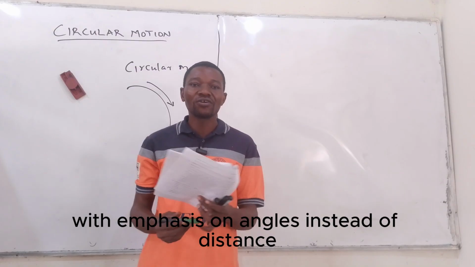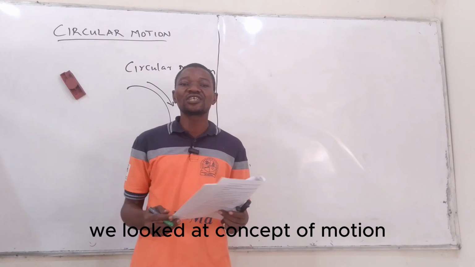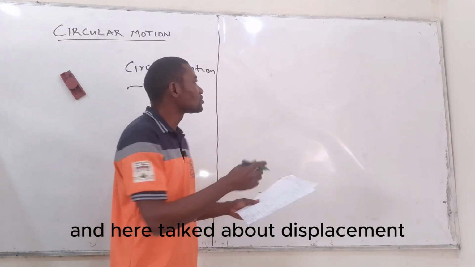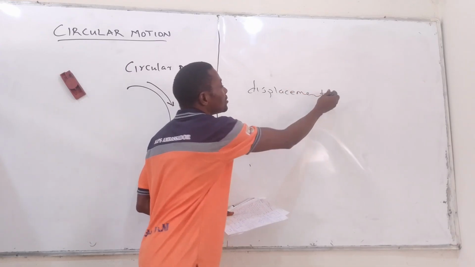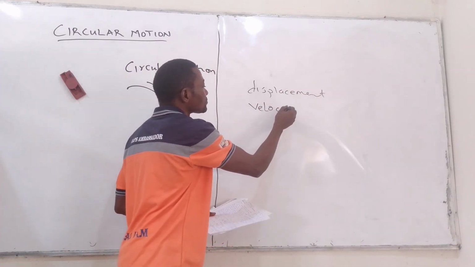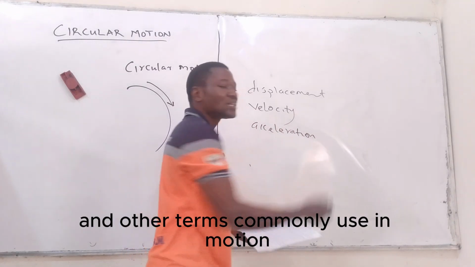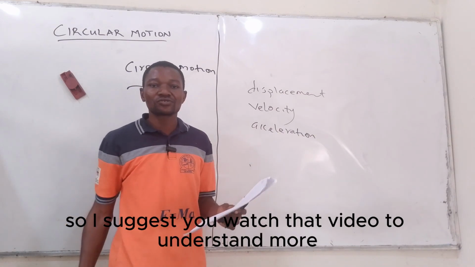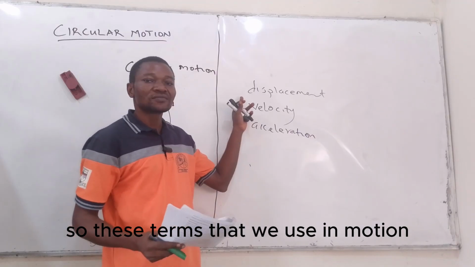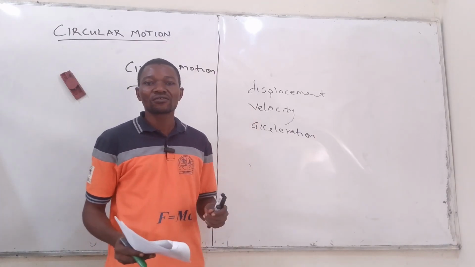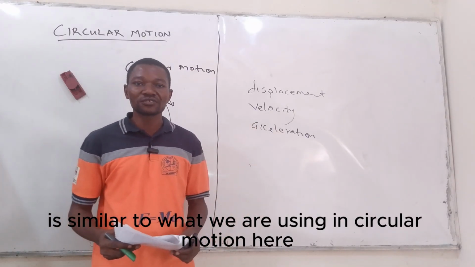angles instead of distance. In my earlier video, we looked at the concept of motion, and there we talked about displacement, velocity, acceleration, and other terms commonly used in motion. So I suggest you watch that video to understand more. These terms that we use in motion, under linear motion, motion on a straight line, are similar to what we are using in circular motion here.